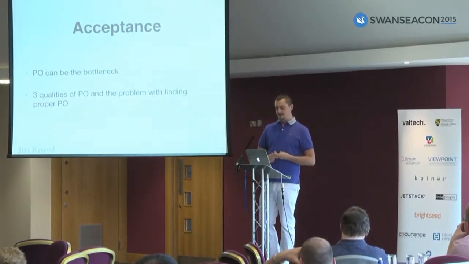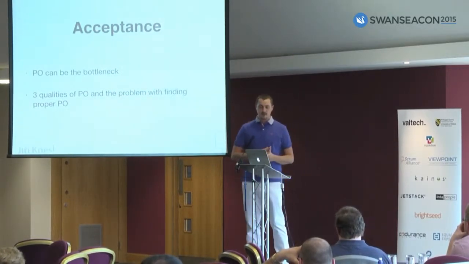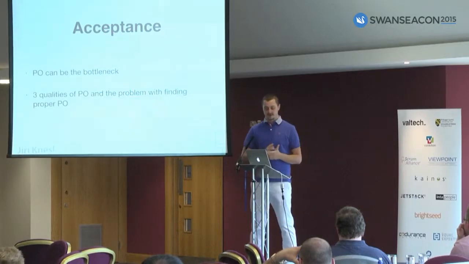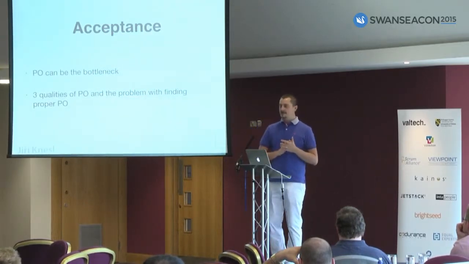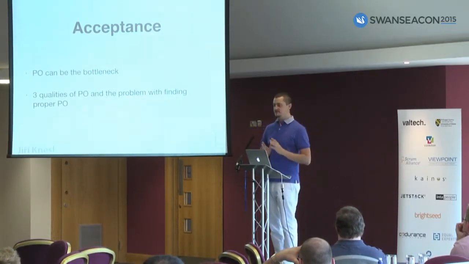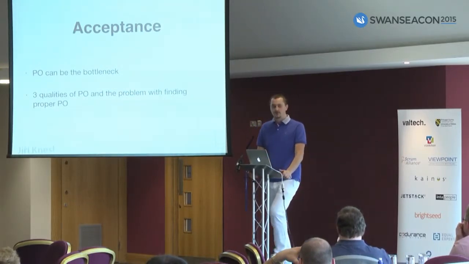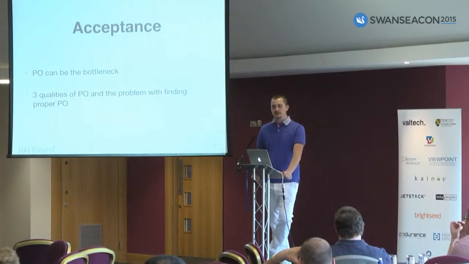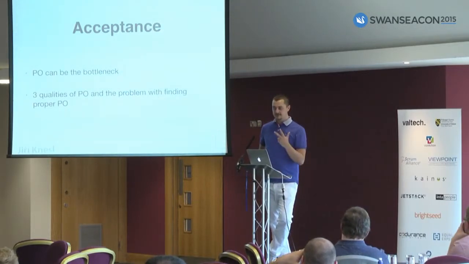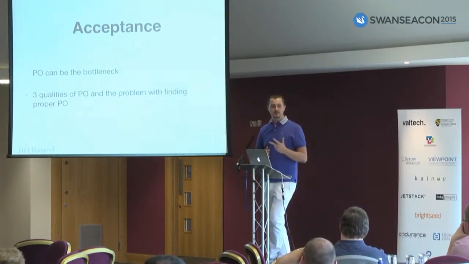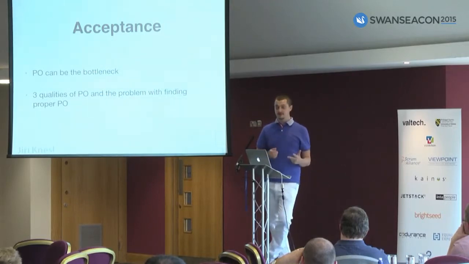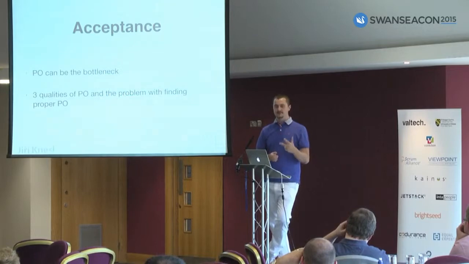And then there is an acceptance phase. The product owner, of course, can be the bottleneck. Very simply, product owners can become the bottleneck. There is one problem with product owners, and it's that product owners must have three qualities. Each product owner, or customer, or product manager, it doesn't matter what you call it, must have three qualities.